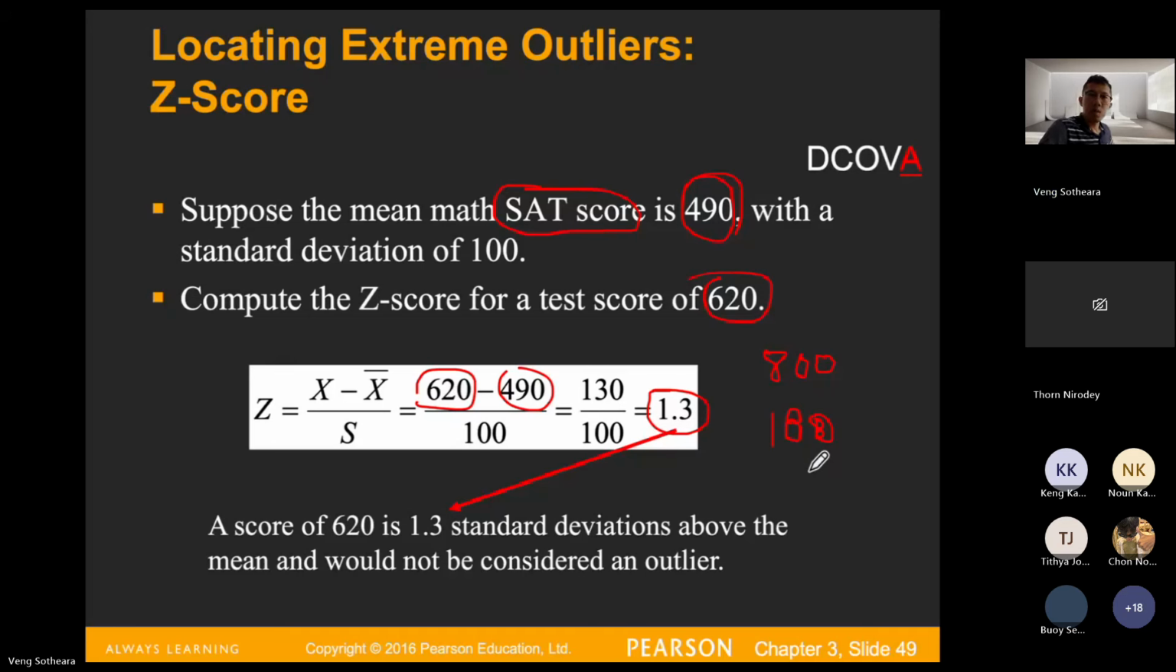Okay, so now we have a clear criteria for saying if a number is too large or too small compared to the group. We use the z-score criteria. So this is the one that we use, and this is called the z-score.